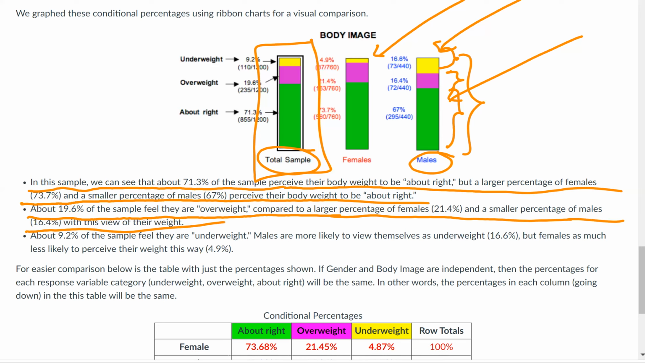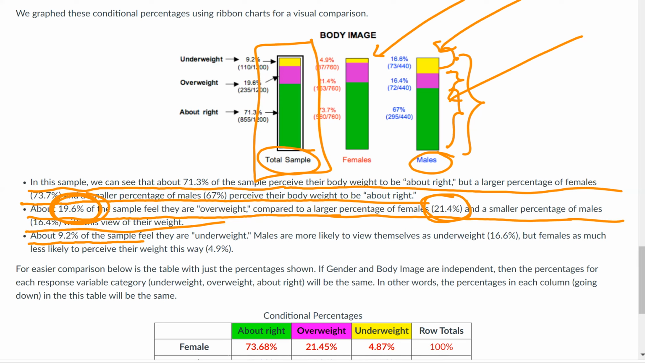So I guess we'd be interested in, does that difference, overall, what was it, 19.6% of students overall feel that they are overweight, and then compared to just females, 21.4% believe they're overweight. So is that percentage big enough of a difference? That's not quite 2% difference, it's 1.8% difference. Does that mean there is a correlation, or is that just random chance, or something like that? I guess that's what the chi-square test is going to tell us.